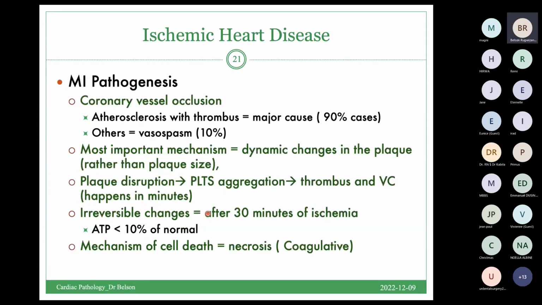So pathogenesis, usually it is caused by coronary vessel occlusion, with atherosclerosis being the most common, and vasospasm in the other 10% of cases. So the most important mechanism is the dynamic changes in the plaque. It's a rupture, thrombus, and so on.